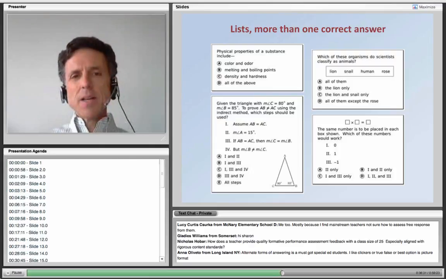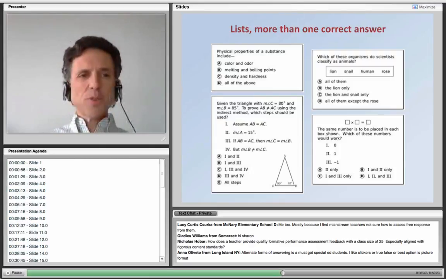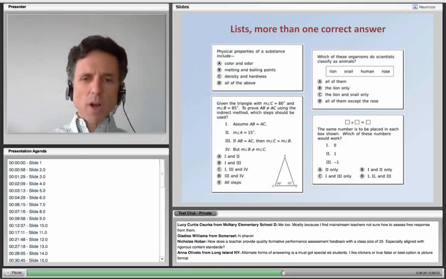But if you don't have the luxury of those technology-enhanced items to practice with your kids, you can simulate it reasonably well through multiple choice by giving lists like this or answers that ask kids to choose from a list.